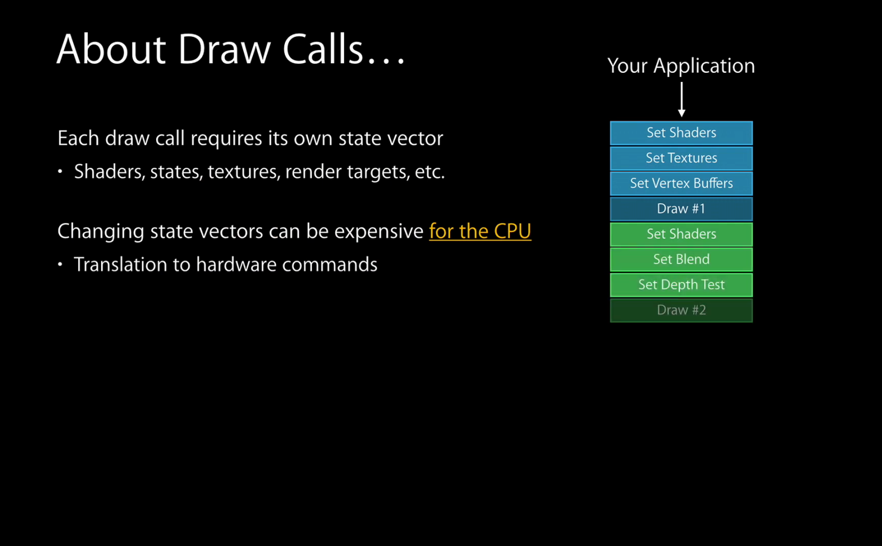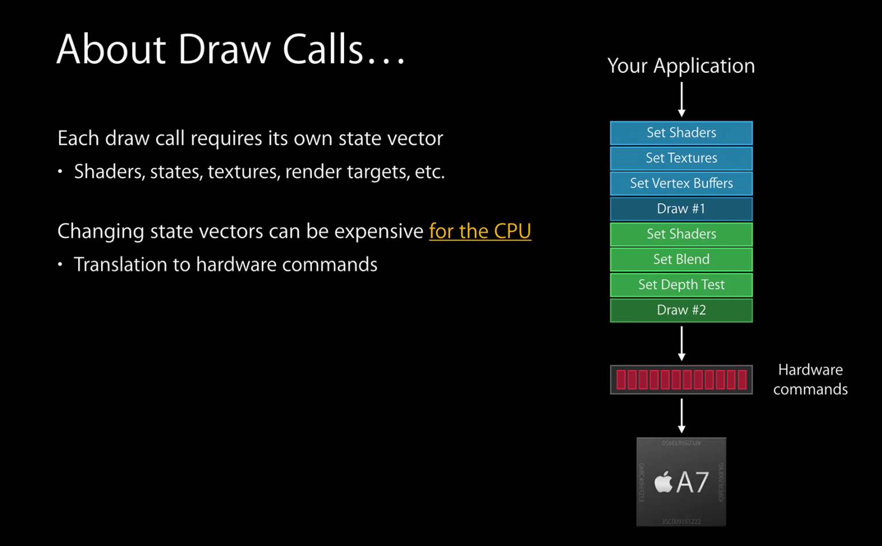So let's take a look at a quick example. If your application is setting up for a new draw call, you'll want to specify the shaders and the state and the textures for each draw operation. And you'll do that each time you want to specify a new draw call. And then the CPU gets involved and spends a bunch of time translating those state changes and those requests to draw into hardware commands before sending it to the GPU. So if we had a way to make that much less expensive, we could give you a lot more draw calls per frame.